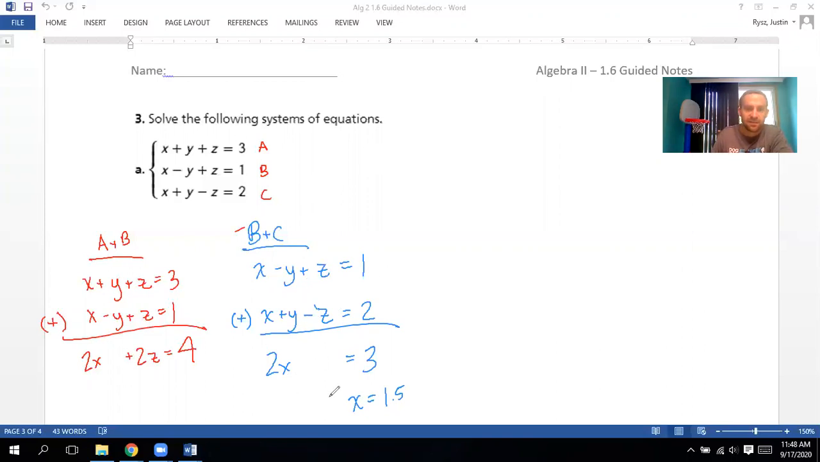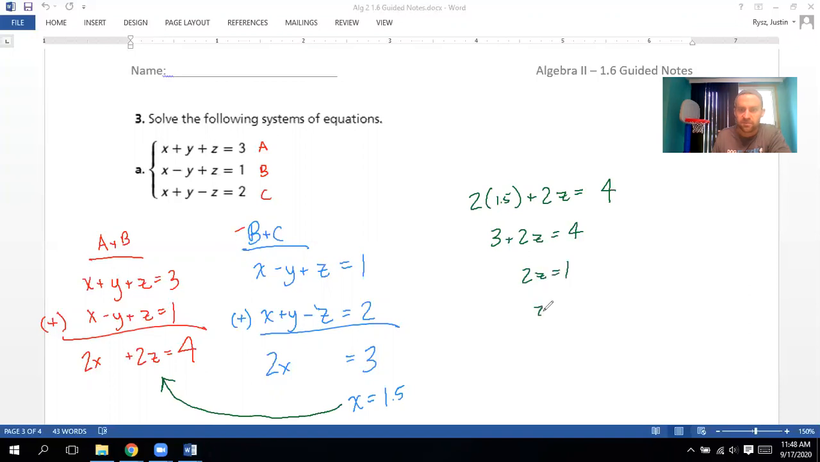Now that we got that, it wasn't a waste of time that we figured out this equation, because I can plug that in. 2 times 1.5 plus 2z would equal 4. So do a little math here. That's 3 plus 2z equals 4. 2z would equal 1 when we subtract, so z is equal to a half or 0.5.